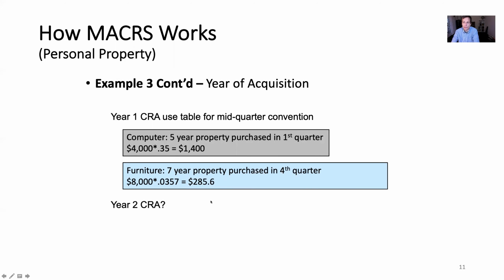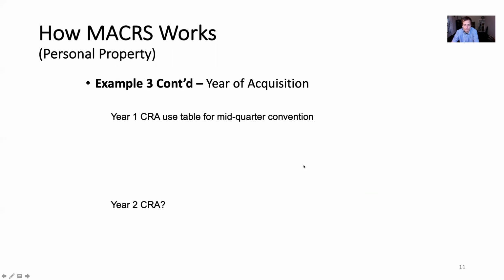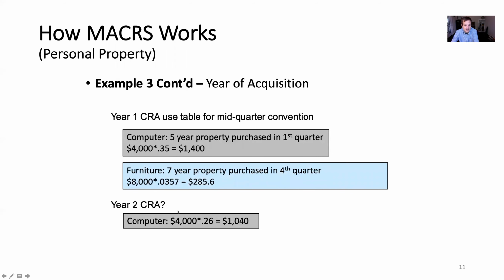What about year 2? I'm going to do the same thing. I'm going to take initial basis, 4,000. In year 2, my percentage: once I start in this column for the computer, I'll always be in this column. Year 2 will be 26%. Same with the furniture. I got started in this column, so I'll always be in this column. Year 2 of the furniture will be 27.55%. So 26% for the computer and 27.55% for the furniture gives me my depreciation for the second year. These are deductions that will reduce their taxable income.